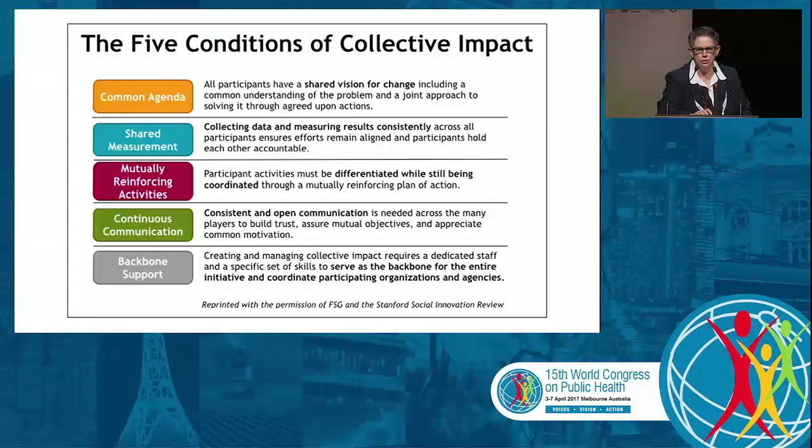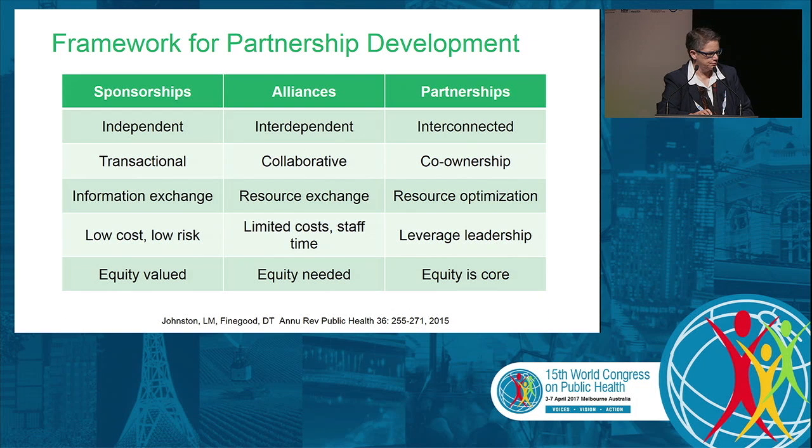The 5 conditions of collective impact, again, is another framework that can be used for action, and it's very concrete in speaking about the common agenda, the shared measurement, the mutually reinforcing activities. Now, you're starting to see that there are some common themes that run through each of these, but the other thing to keep in mind is that depending on where you're going and what you're trying to communicate, one may be more useful than another.